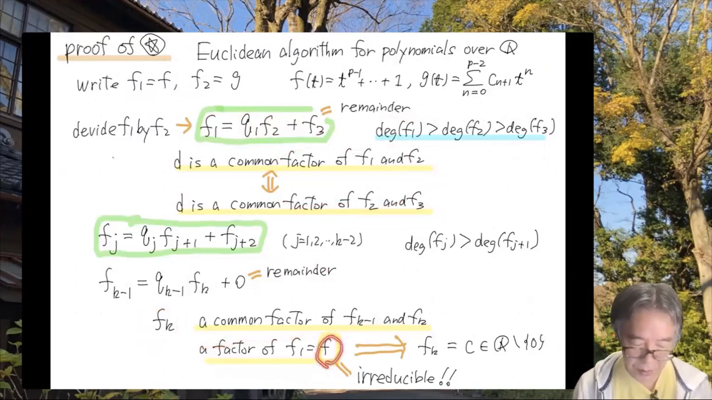But I recall that f1 equal f is irreducible. So it cannot have a non-trivial factor. Its factor must be a number, which is a rational number. So fk equals c.